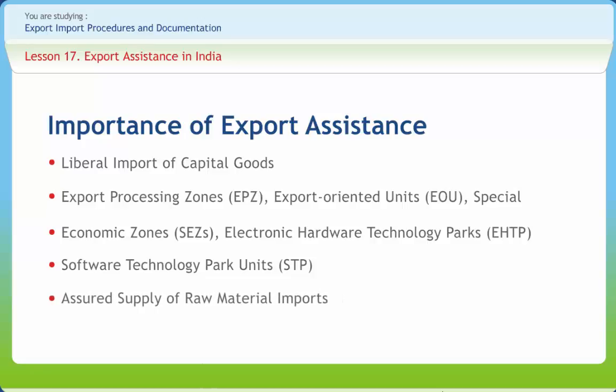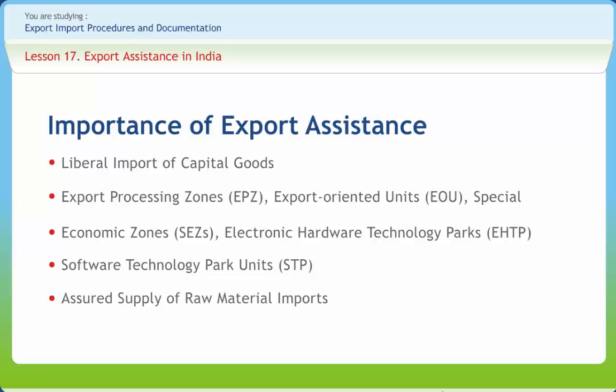As regards making available the supplies of imported raw materials to the export sector, the import policy provides the scheme of duty exemption and duty remission. The duty exemption scheme enables import of inputs required for export production. The duty remission scheme enables post-export replenishment or remission of duty on inputs used in the export product.